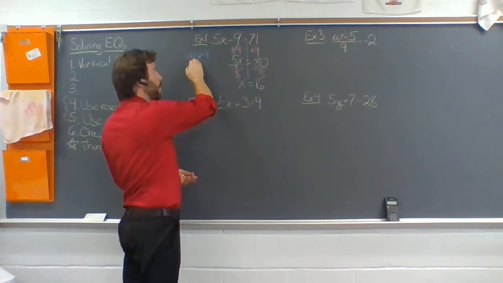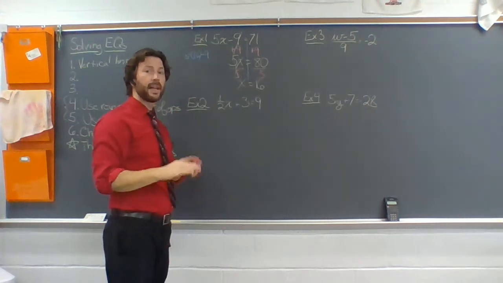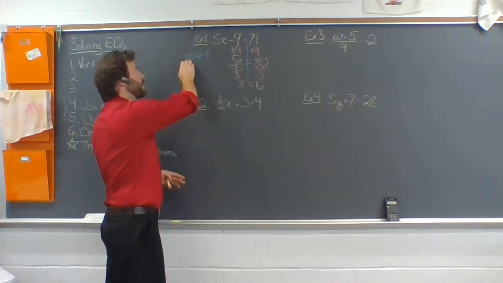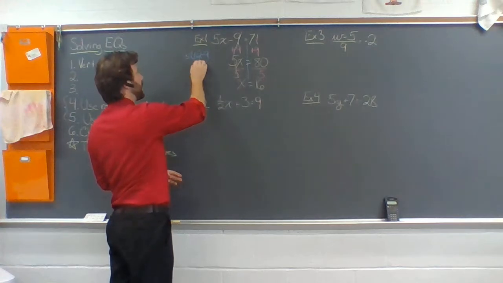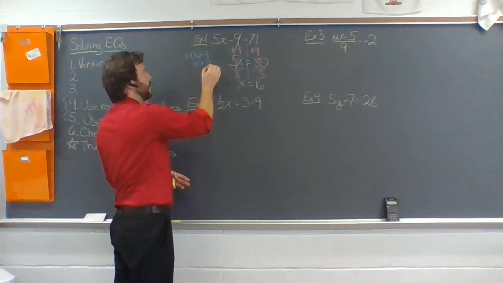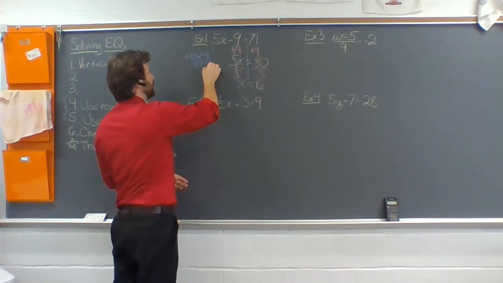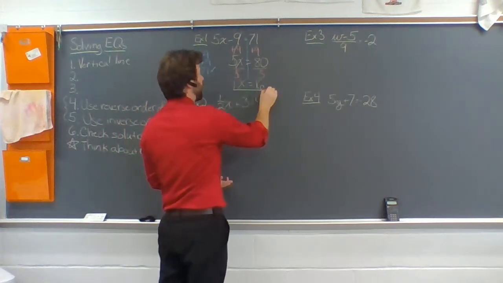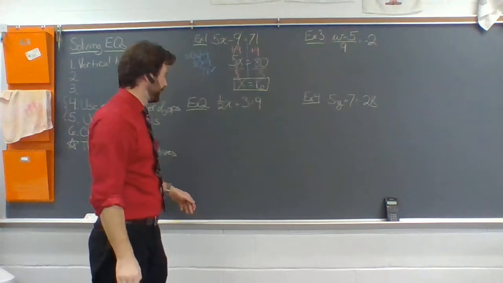Now keep in mind, guys, once that x is gone, it's regular old operations and regular old order of operations. So 5 times 16, that's going to be 80. And 80 minus 9 is 71. The solution checks out. I can say x equals 16. Okay?